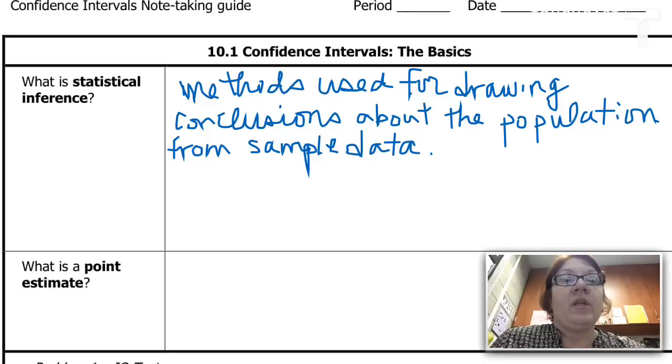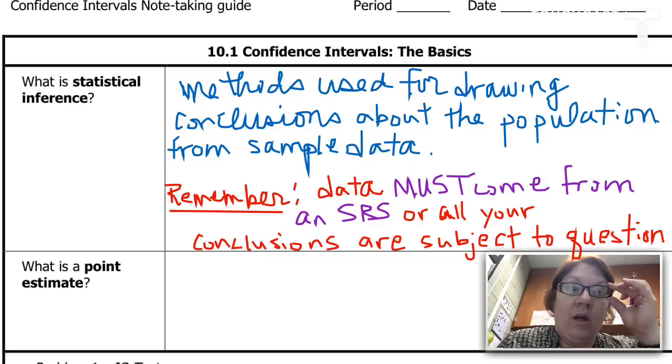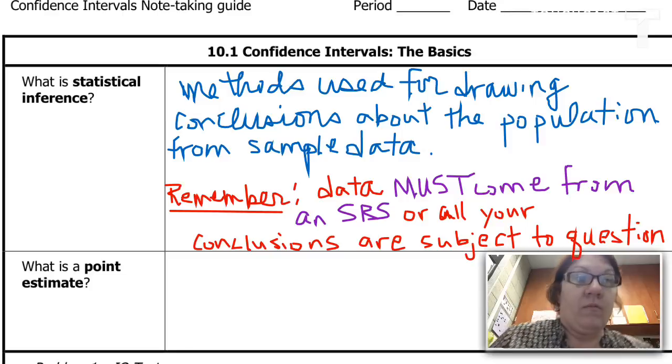And of course, the one thing that we want to remember is that our data has to come from an SRS, or what you're producing could be crap. And we've talked about that. Somebody's going to say, wait, look, you biased your data, or you didn't do this experiment correctly, or all of your conclusions are ridiculous and preposterous.